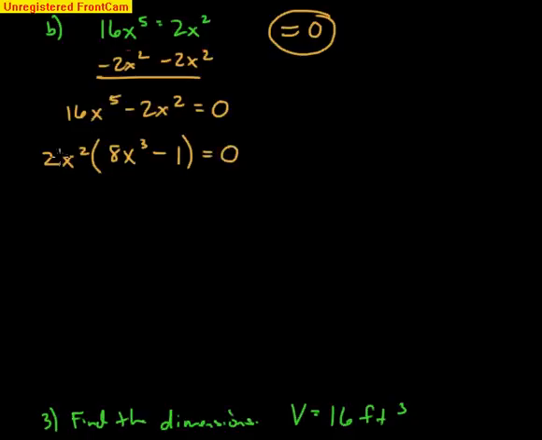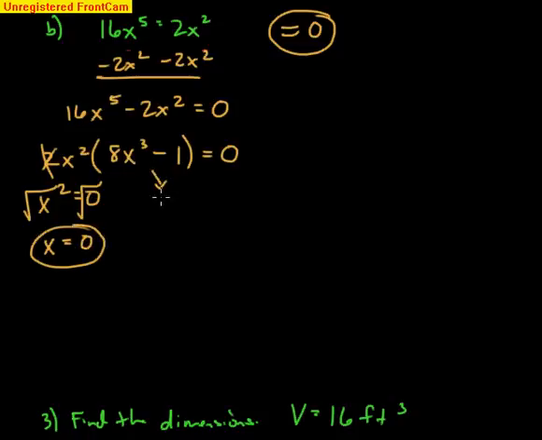Now, what I can do is I can break this apart. This 2 doesn't mean anything. The x squared equals 0. If x squared equals 0, x has to be 0. You can take the square root if you want to, but you should know that 0 squared is 0. There's one answer.